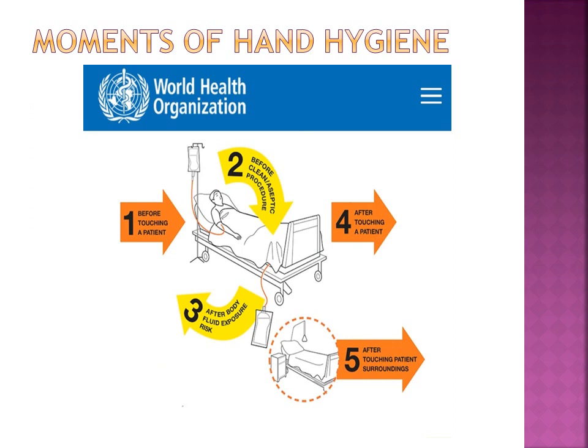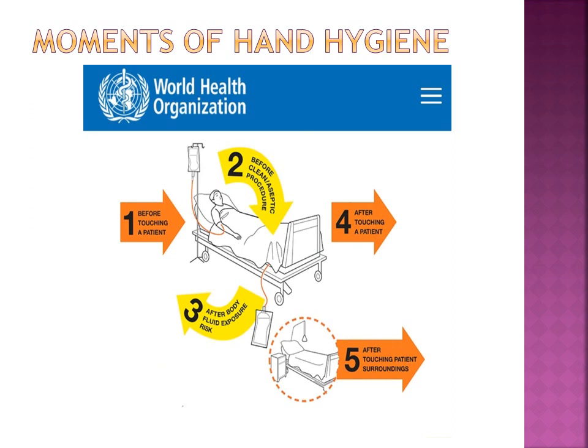Now there are 5 moments of hand hygiene where we have to do hand wash or hand rub. So first is before touching patient. Before we go to see the patient, when we want to take pulse, blood pressure, temperature, or palpate something on the abdomen or any abnormal thing, at that time, before touching the patient. Then before doing any aseptic procedure, like taking a blood sample or catheterization or giving injection, before doing an aseptic procedure we have to clean our hands.